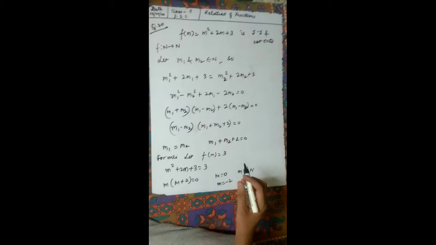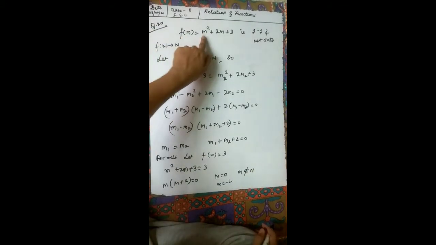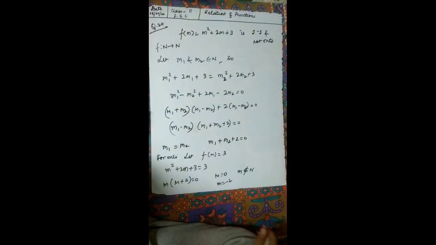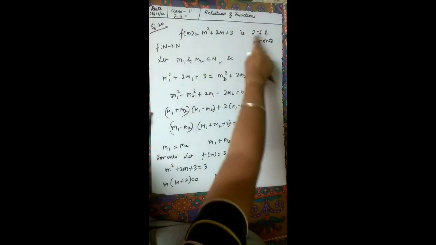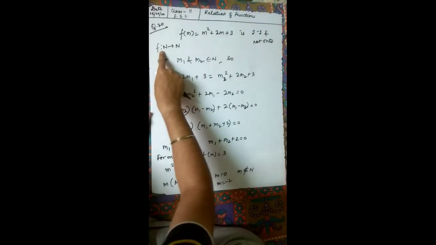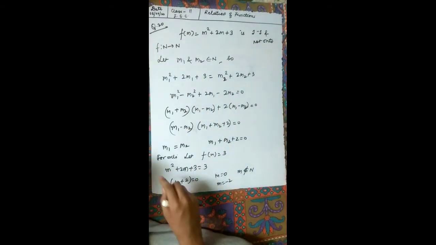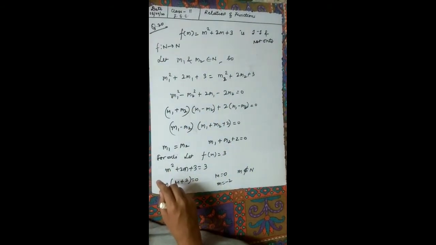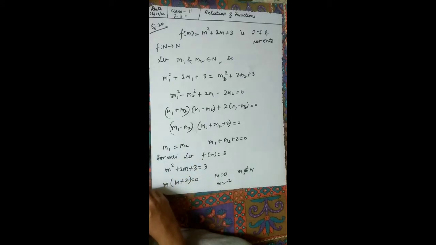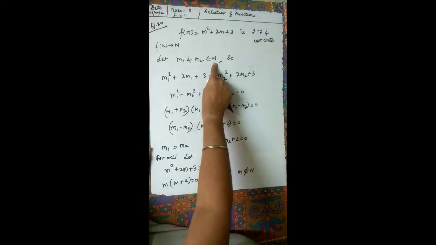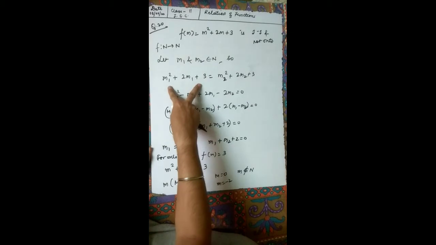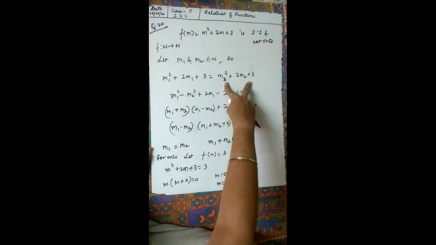Okay, so let us do this question. Given f(m) is equal to m square plus 2m plus 3, we have to prove that it is 1-1 but not onto, and your function is in the natural number. Okay, so again for the 1-1, what criteria we have applied in the previous question, the same we will use in this one also. m1 and m2 which belong to natural number. So m1 square plus 2m1 plus 3 equal to m2 square plus 2m2 plus 3.